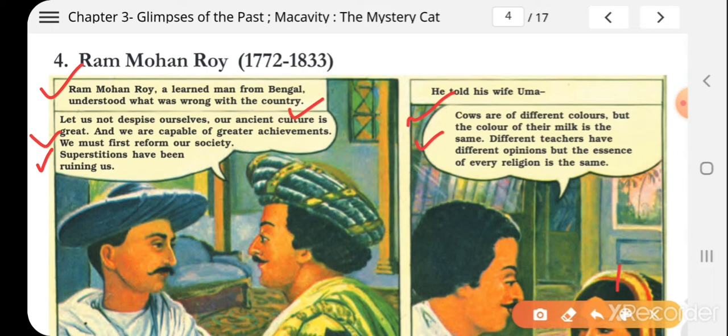बहुत ही deep बात बोली है, कि cows are of different colors. सब जो cows होती हैं अलग अलग colors की होती हैं, but the color of the milk they are producing is the same. That's why the different teachers have different opinions. Different teachers means the teachers from different religions, they have different opinions, but the essence of every religion is the same. The conclusion, the morals of every religion, are the same. ठीक है, teacher कोई भी हो, किसी भी religion से हो, that doesn't matter, all the morals are the same.